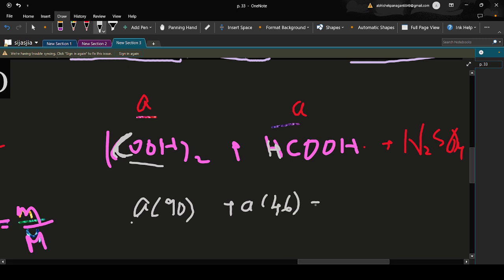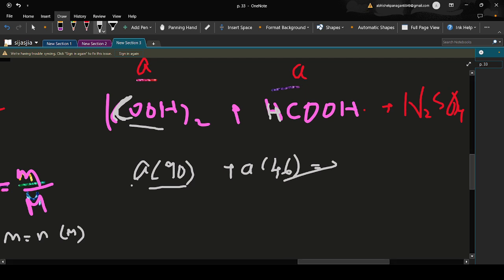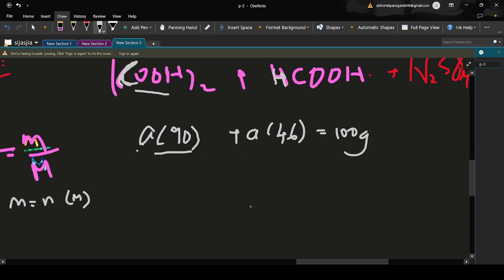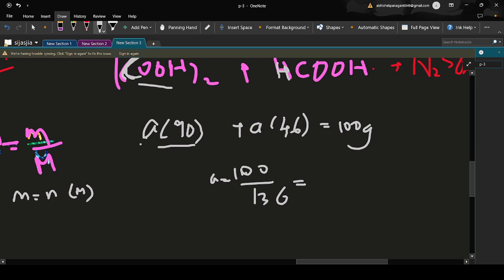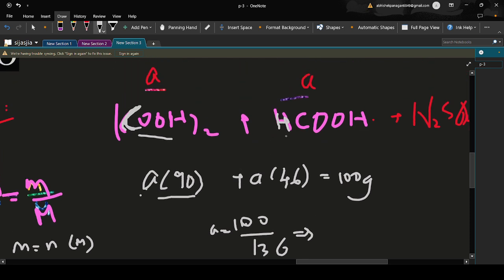So the combined mass of the first one plus HCOOH is 100 grams, as we know. So we can get A from here: A into 136 equals 100. A is 100 divided by 136. This is the moles of the first one and this one.